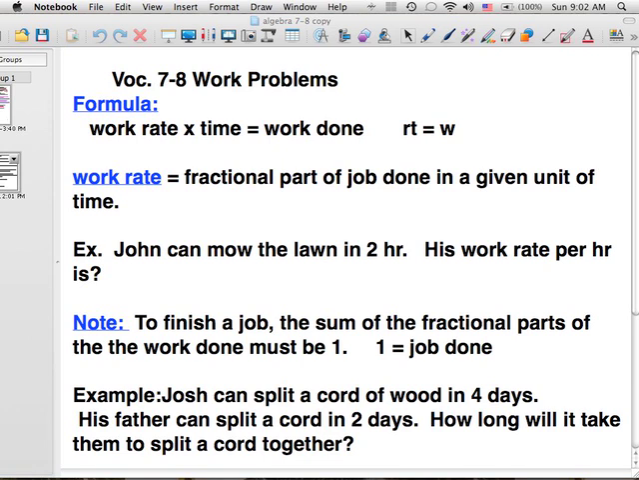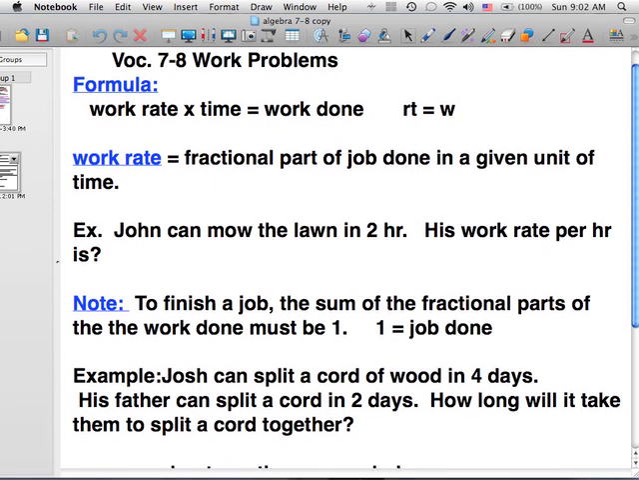For example, if it takes John 2 hours to mow the entire lawn, his work rate per hour is 1/2 of the job per hour. To finish a job, the sum of the fractional parts has to equal 1. In other words, 1 represents the entire job done.